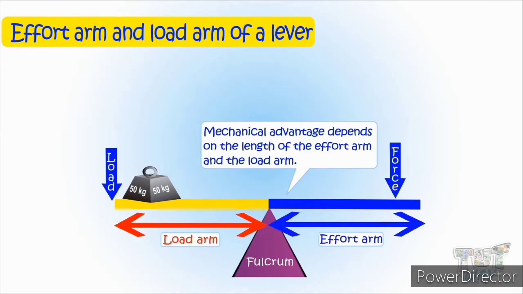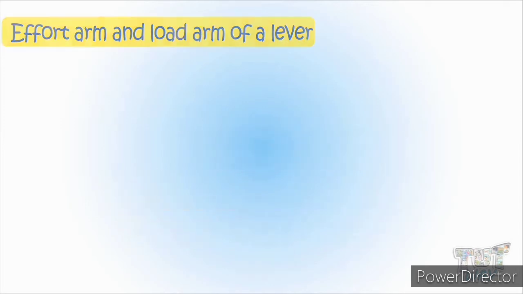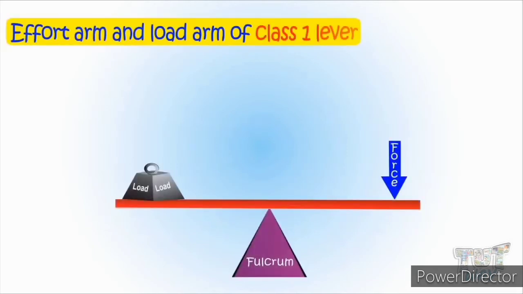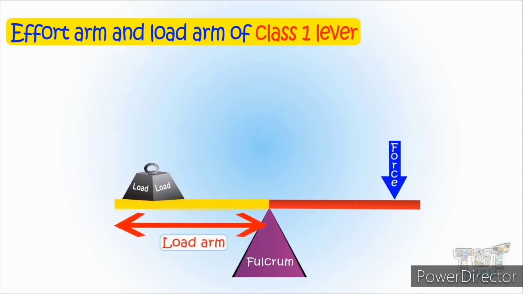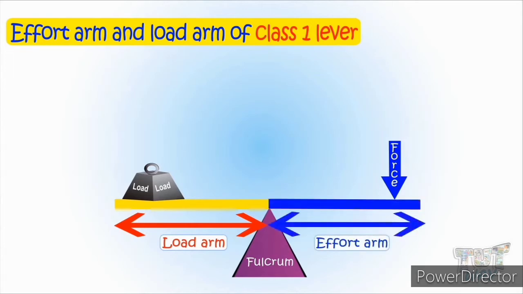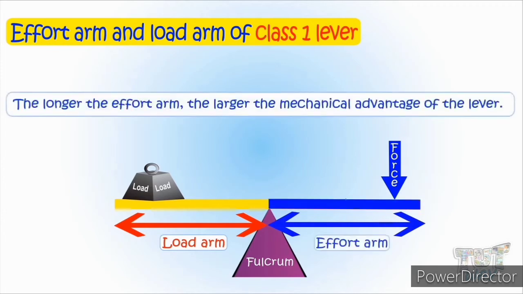Now, let's see the effort arm and load arm of different types of levers. Class 1 lever, that has fulcrum in the center here. This is the load arm of the lever. That is the distance between the load and the fulcrum. And this is effort arm of the lever. That is the distance between the effort and the fulcrum. Remember, the rule is the longer the effort arm, the larger the mechanical advantage of the lever.